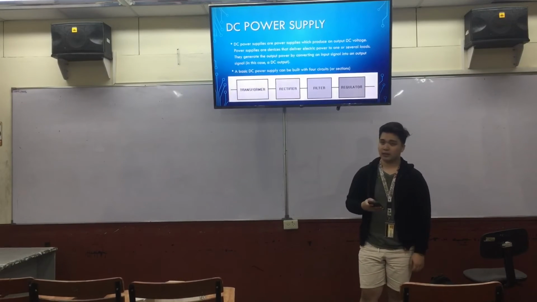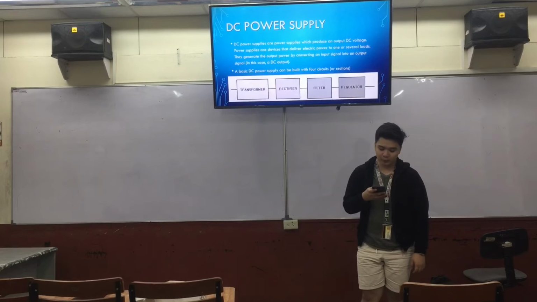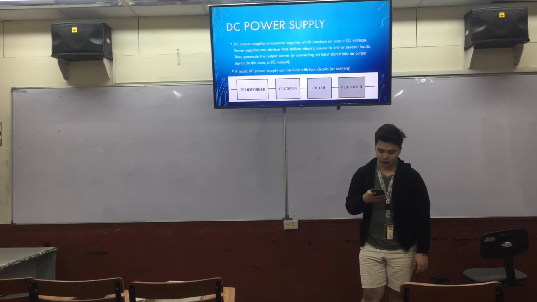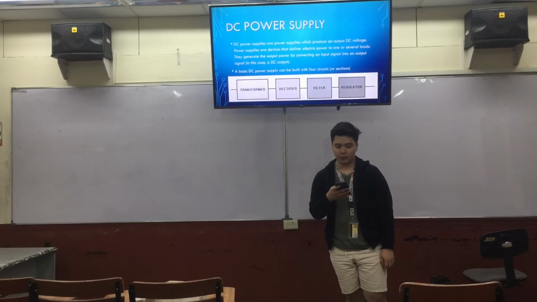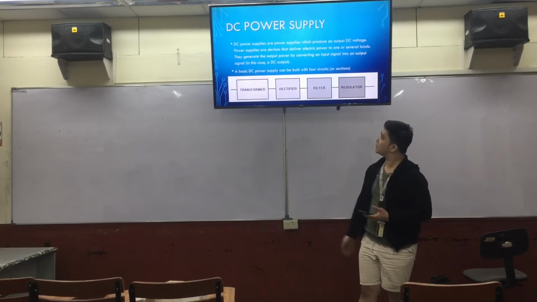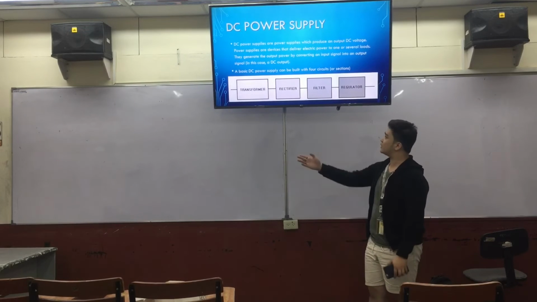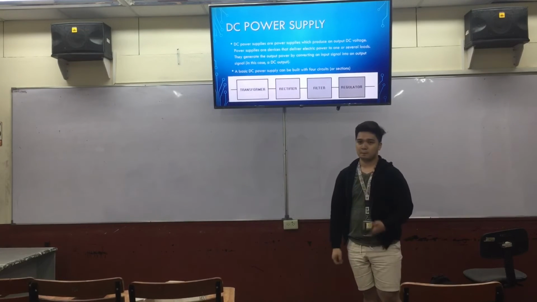Definitions. DC power supply. DC power supplies are power supplies which produce an output DC voltage. Power supplies are devices that deliver electric power to one or several loads. They generate the output power by converting an input signal into an output signal. As shown here in the image, here are the basic 4 blocks to transform an AC to DC voltage.